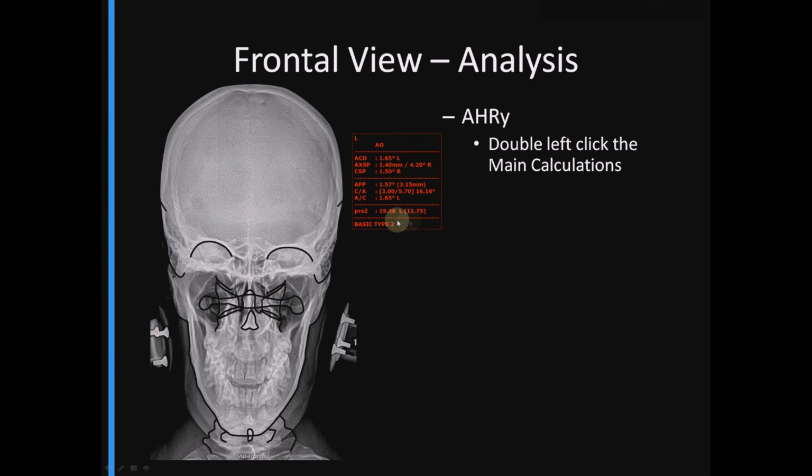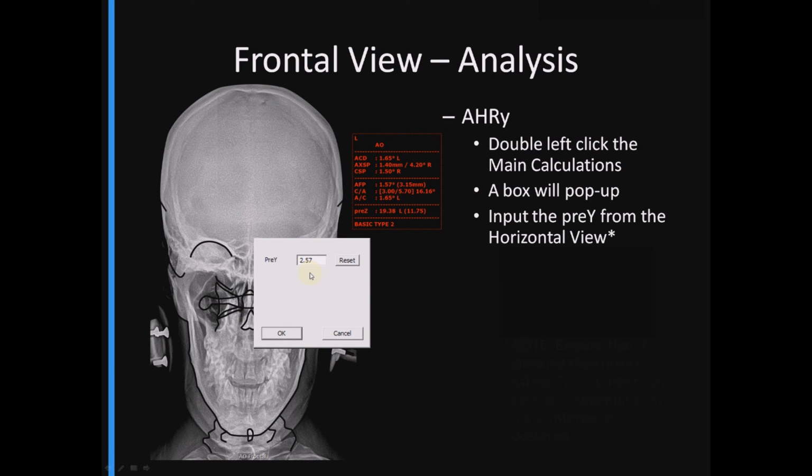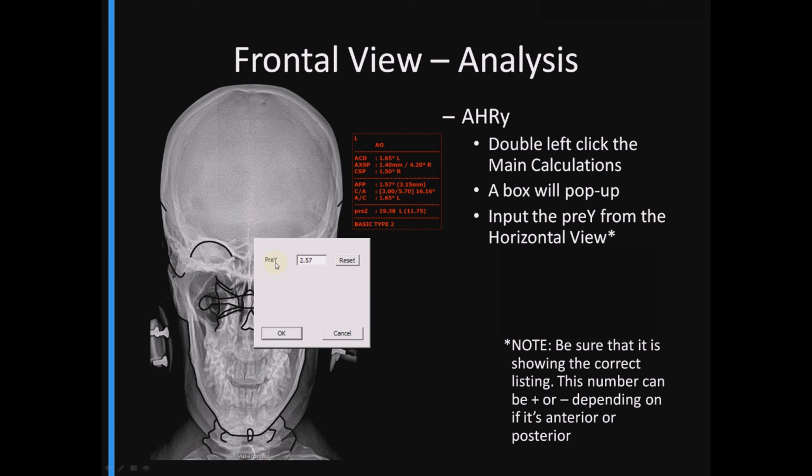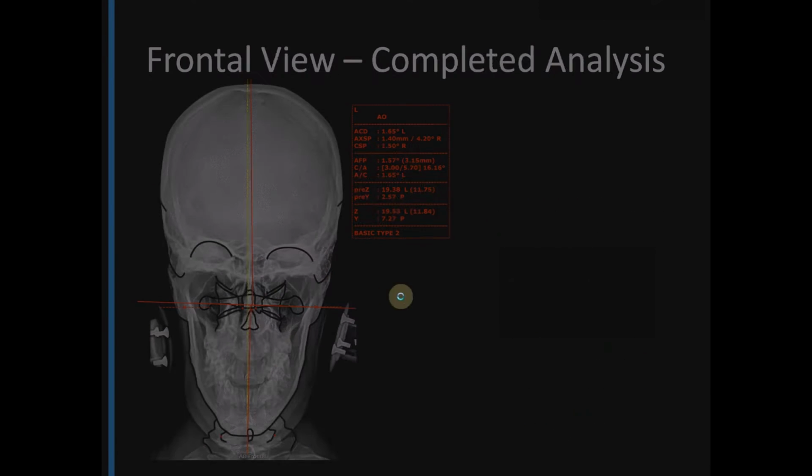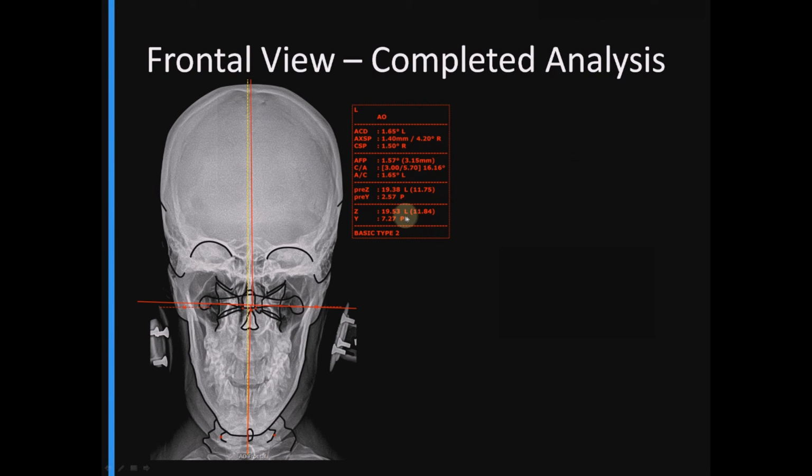where you've got your box of information sitting here, and you're going to double click the mouse on the main calculations box. And when you do that, a box is going to pop up that looks like this. And it'll ask you, what is your pre-Y? And that is the measurement that you took from your horizontal film, and you're going to type it in here. And now it's going to add in the pre-Y as well as give you the Z and Y coordinates for the instrument setting. Now keep in mind that because the instrument sets on a Z-axis and on an X-axis, this Y vector is actually an X vector. But these are going to be your two instrument settings you'll be taking into the adjusting room to put into the instrument.